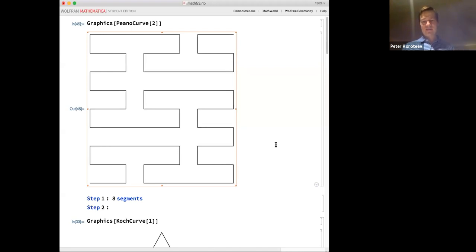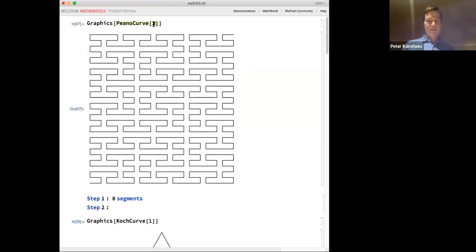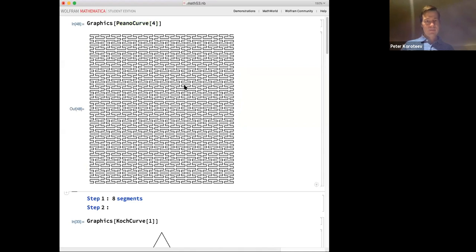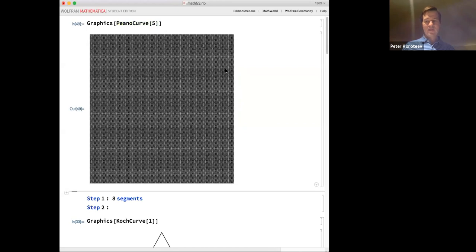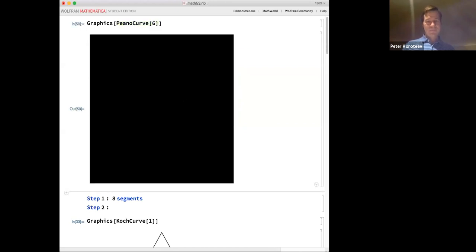So in a sense, let me show you how this works. So this is Peano curve at stage 2. This is Peano curve at stage 3. That is Peano curve at stage 4. Okay, so it's becoming denser and denser. Stage 5, stage 6. Well, what do you see at stage 6? How would you describe that shape?